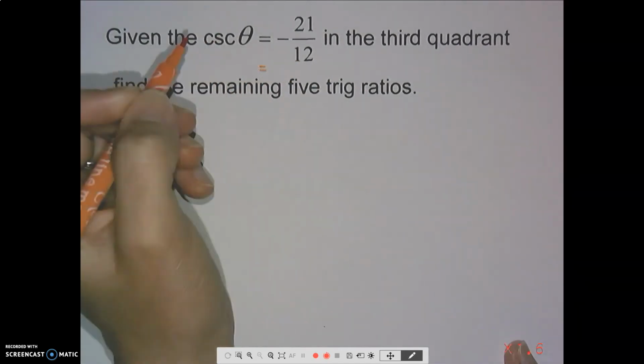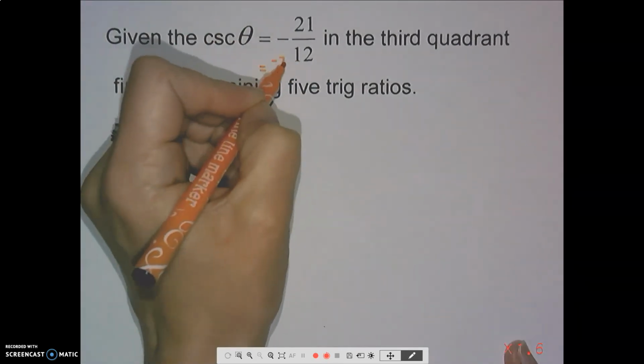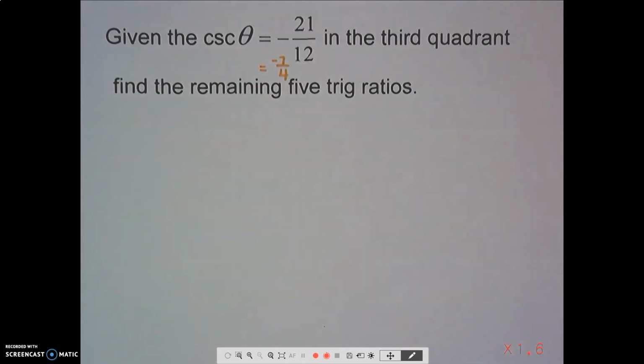So I'm going to simplify that. They are both divisible by 3, so I'm going to make that be negative 7/4. You don't have to do that, but this is going to make our numbers a lot smaller and easier to deal with. So I'm going to highly suggest that if you can simplify your fractions, you are simplifying them.